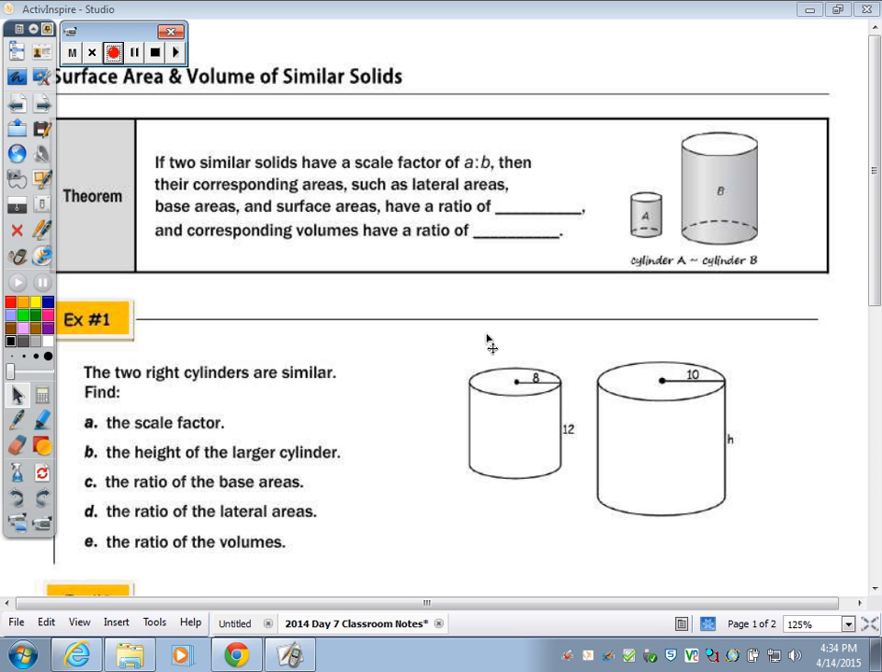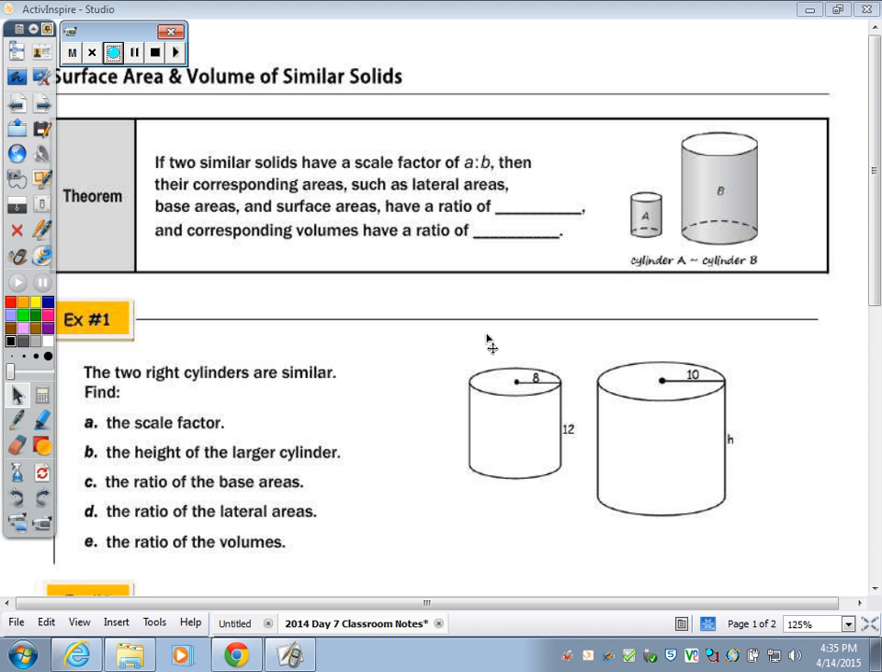Today we're going to take a look at the surface areas and volumes of similar solids. In the exploration or warm-up that you did today, it stated that similar solids are two solids of the same type with equal ratios of corresponding linear measures such as heights or radii. And you took a look at two similar triangular prisms.